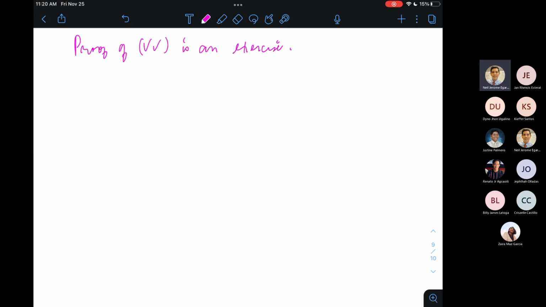Let's see. Example 3, 4, example 5. So we have D squared plus 1 applied to y equals sine 2x.